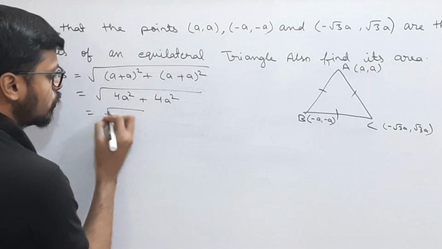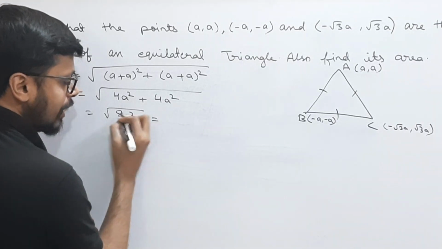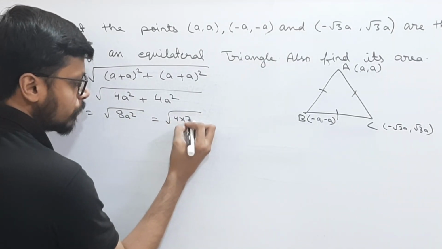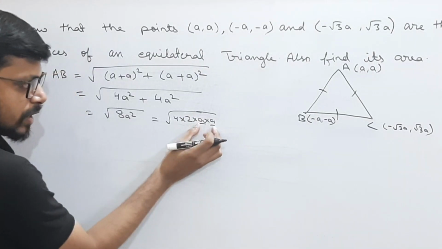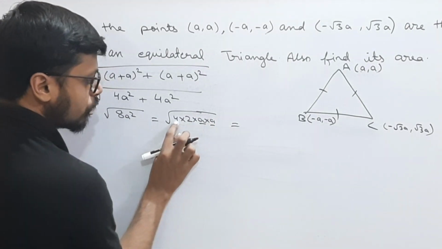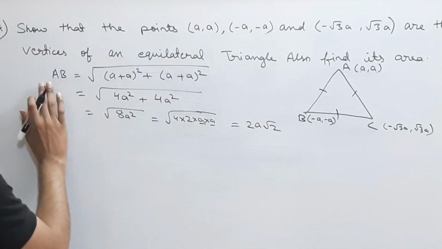That means you have root of 4 plus 4, 8a square, which can also be written as 4 into 2, and a square can be written as a into a. So inside the root, if you have 2 a's, one a you will take outside, and for 4, 2 will come outside, so 2a root 2. This is the value for AB.